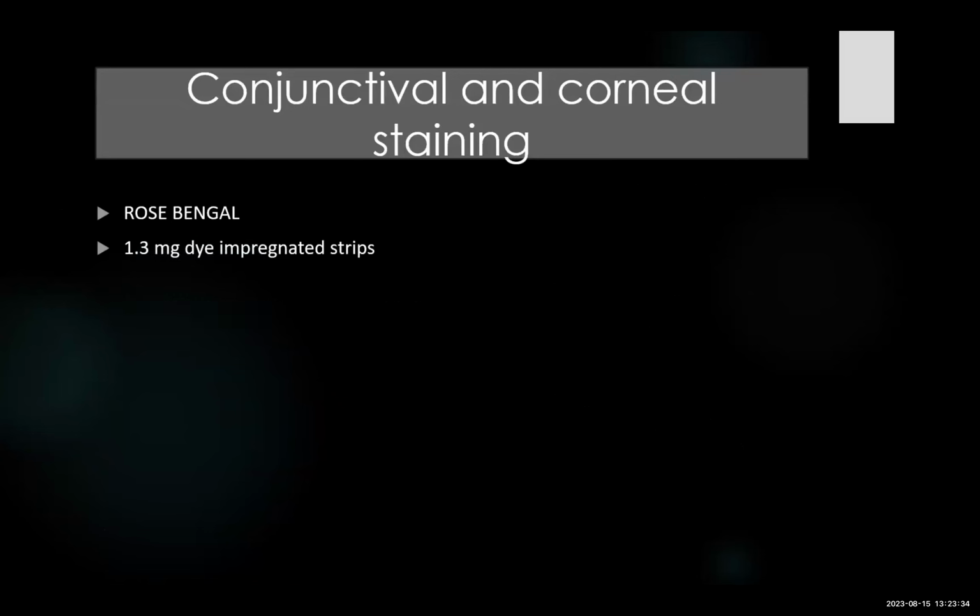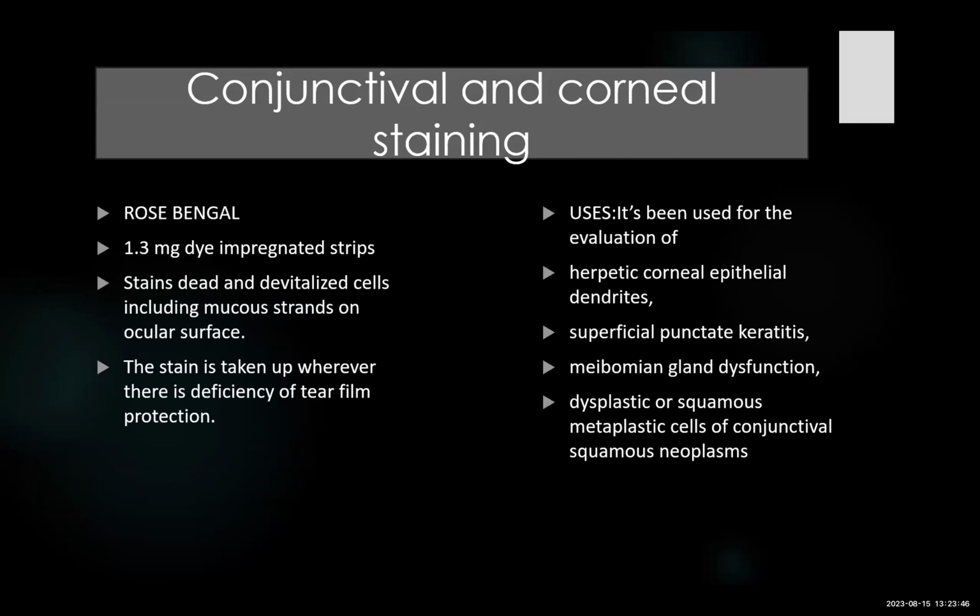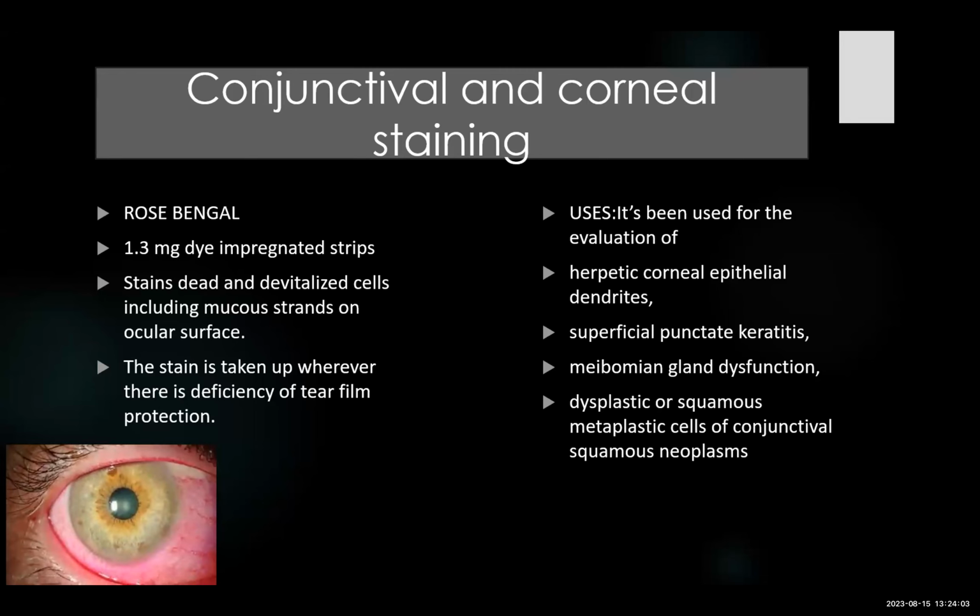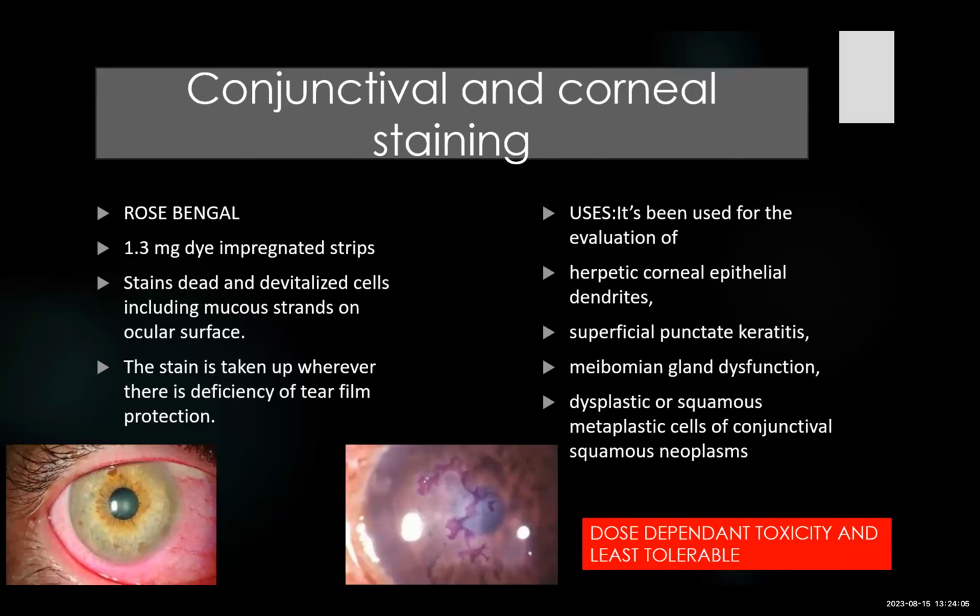Another dye commonly used is rose Bengal. Rose Bengal stain uses 1.3 mg dye-impregnated strips. It stains dead and devitalized cells, including mucous strands on the ocular surface. Stain is taken up wherever there is deficiency of tear film protection. It is used for evaluation of herpetic corneal epithelial dendrites, superficial punctate keratitis, Meibomian gland dysfunction, dysplastic or squamous metaplastic cells, and conjunctival squamous neoplasms. Here are some pictures. It has dose-dependent toxicity and is the least tolerable.